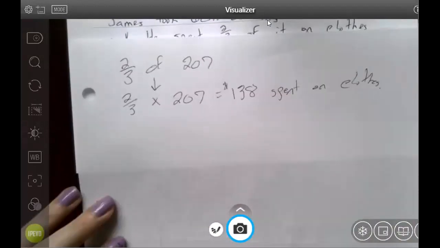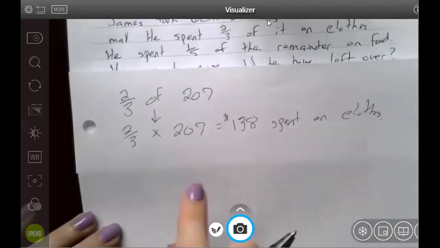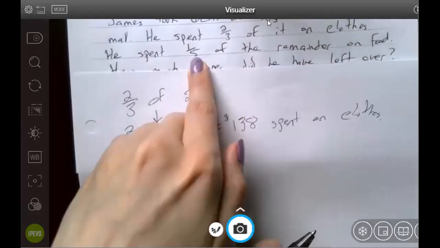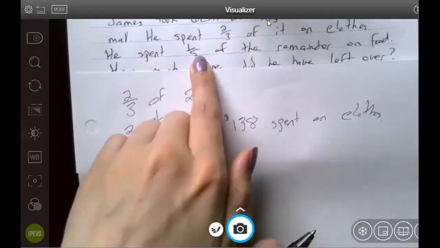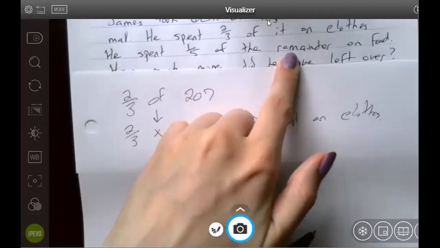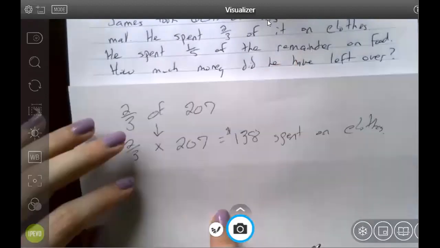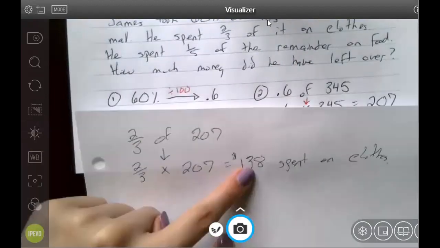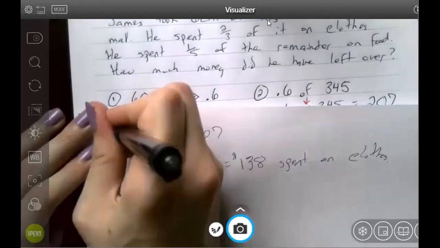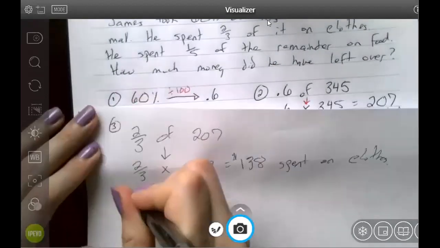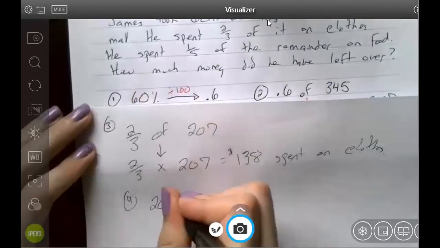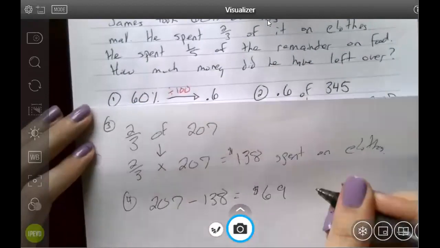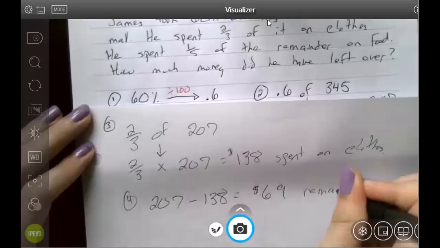Then it says that he spent 1/5 of the remainder on food. Well, before we can figure out what 1/5 of the remainder is, we have to figure out how much money remains. So he took $207 with him to the mall. He just spent $138. So that was step 3. Step 4 is to do the 207 that he brought minus the 138 that he spent. That tells us that he has $69 remaining.